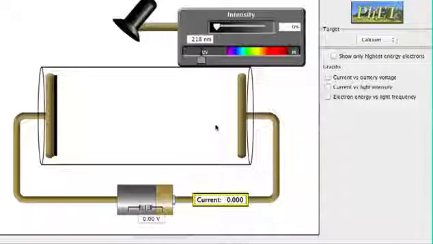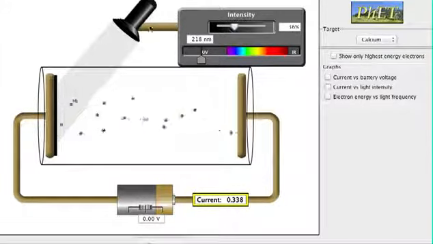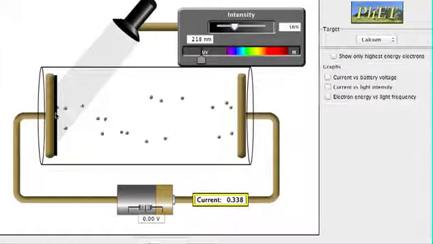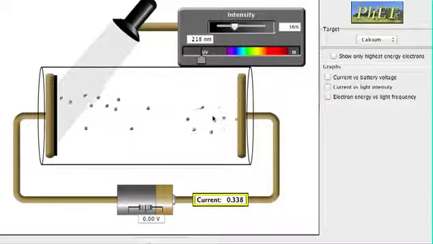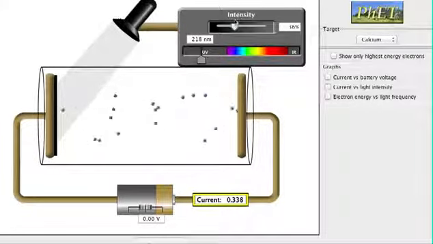The photoelectric effect. The photoelectric effect was a very important discovery that was made in the early 1900s and was first correctly interpreted by Albert Einstein. The photoelectric effect shows us that when light strikes a metal surface, electrons are ejected from that metal surface.